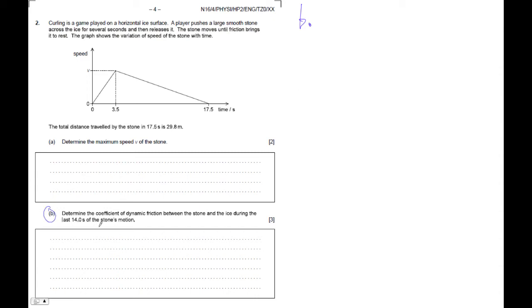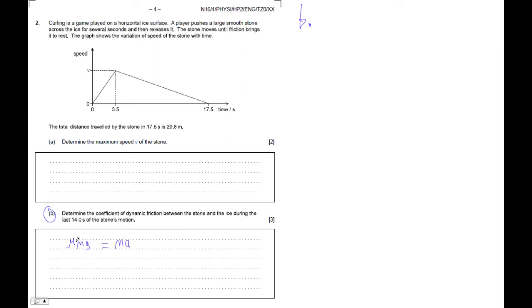So let's look at part B here, right? Determine the coefficient of dynamic friction between the stone and the ice during the last 14 seconds of the stone's motion. Okay. Well, during the last 14 seconds, the only force acting on this thing, horizontally anyway, is that force of friction, right? So the force of friction is equal to ma, where I'm making the deceleration positive, okay?